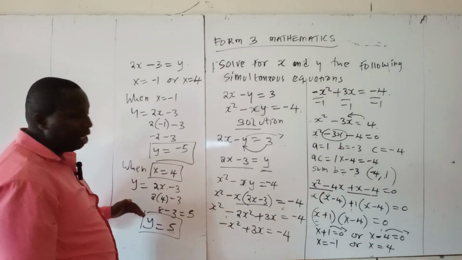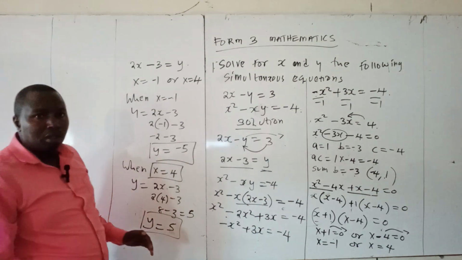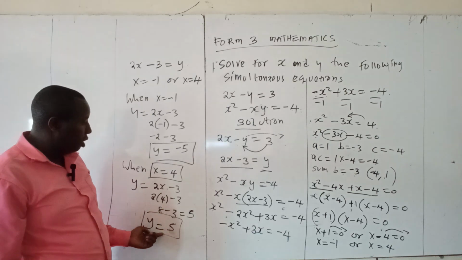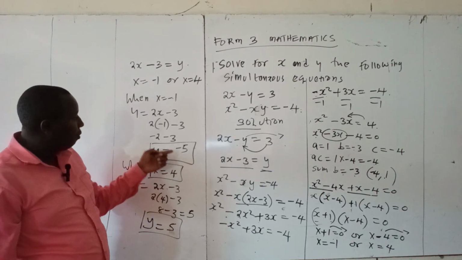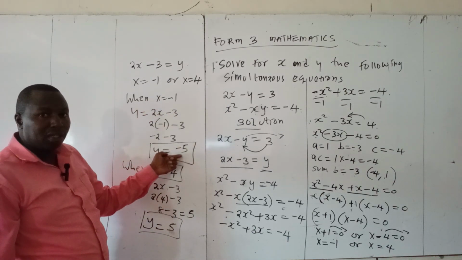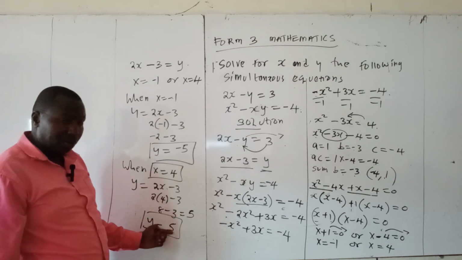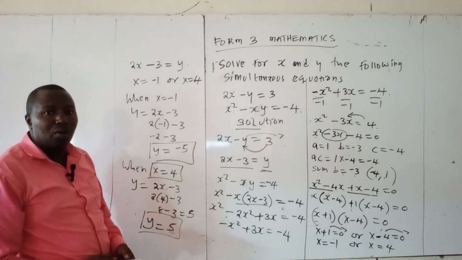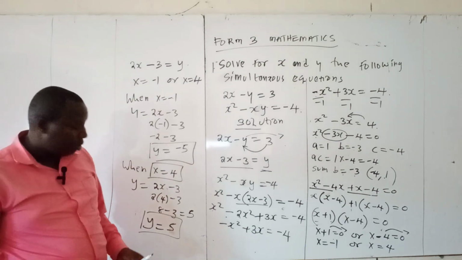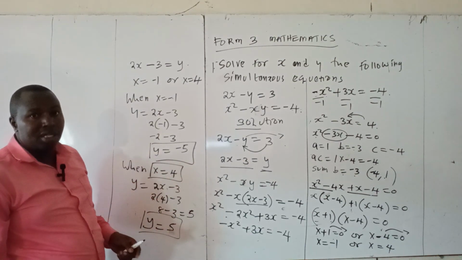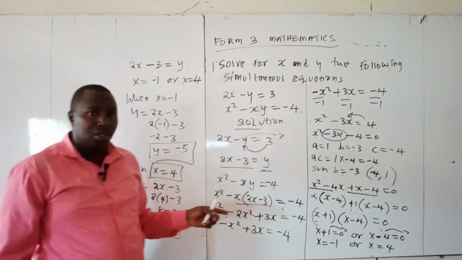And these are the required solutions for this question. Because when x is negative 1, y is negative 5. When x is 4, y is 5. And that is how you solve that kind of simultaneous quadratic equation.